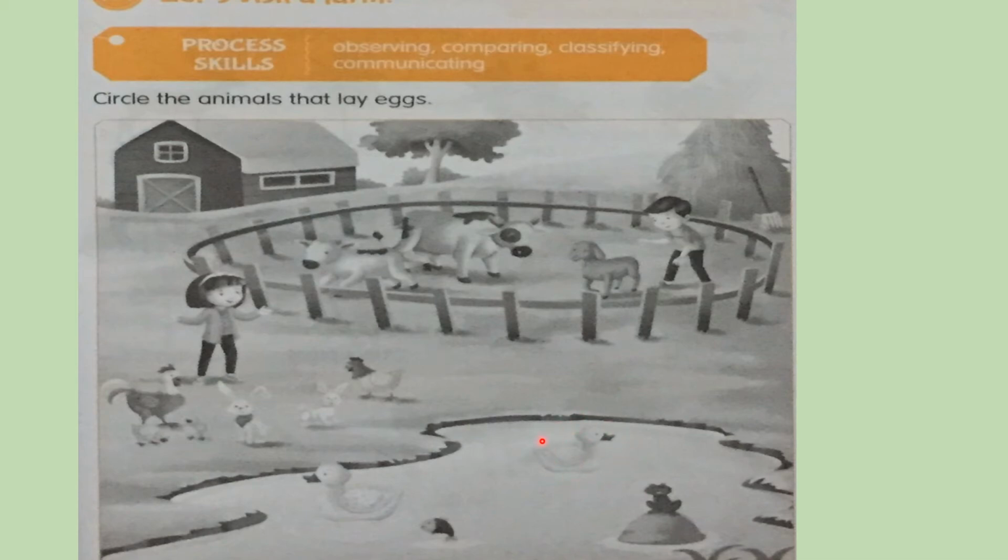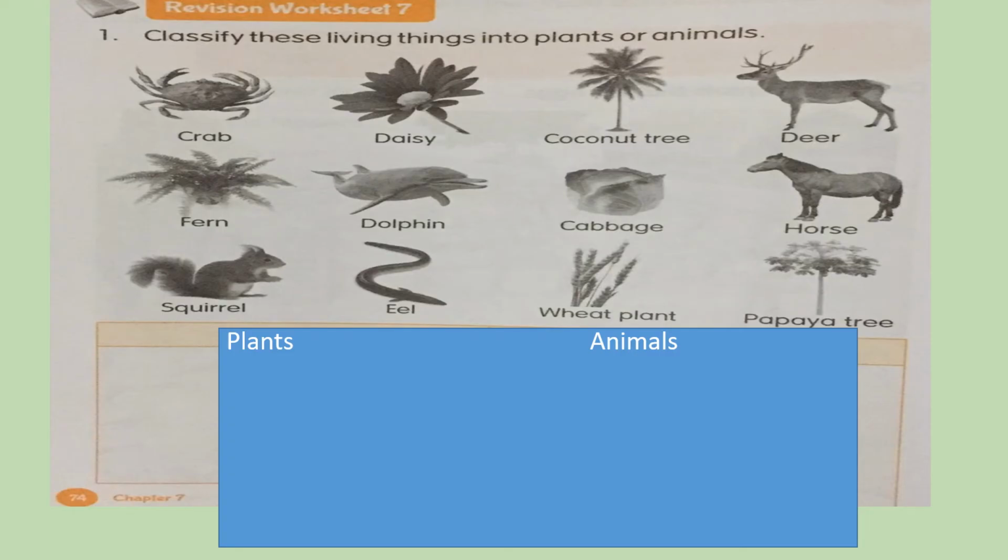Understand, students? But some of these, okay, what is this? These birds too. So they lay eggs. So you are going to circle. Understand? Next, we have here, okay, on page 74.